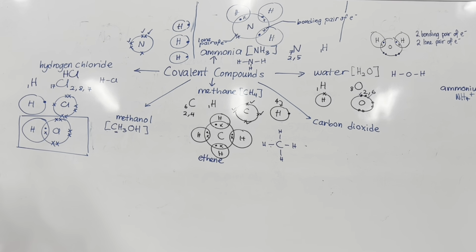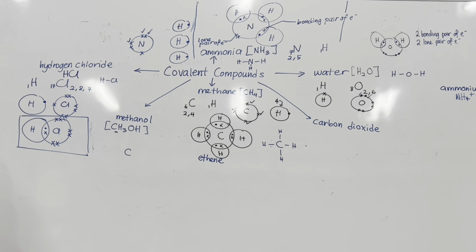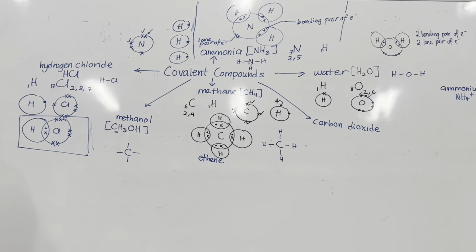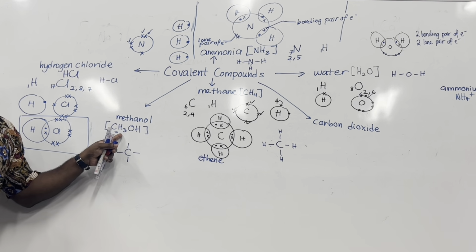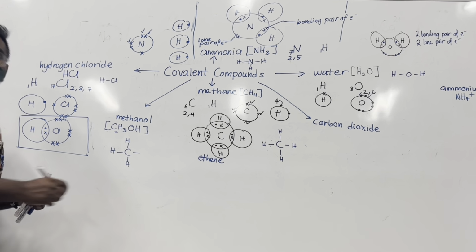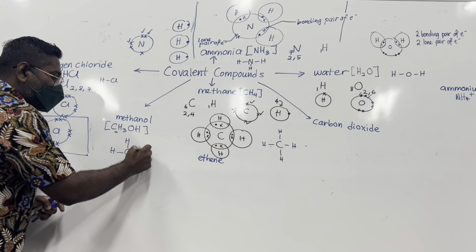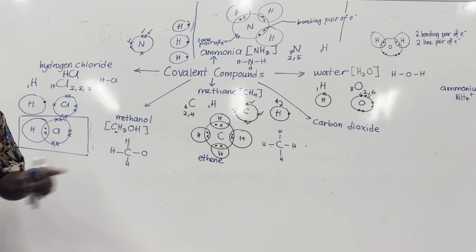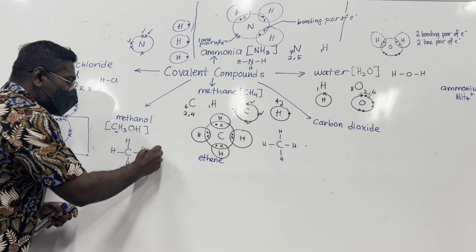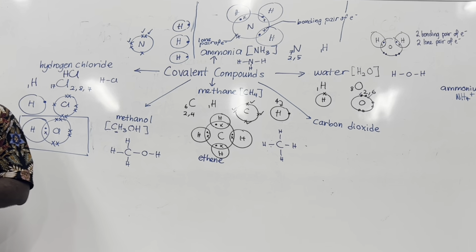This is carbon. Carbon has how many hands? 4 hands. You draw the 4 hands first: 1, 2, 3, 4. There are 3 atoms of hydrogen. You put the hydrogen first. And then there is OH. You put the O, and this O is bonded not to carbon here, it's bonded to hydrogen. You write this first because this will help you in drawing.